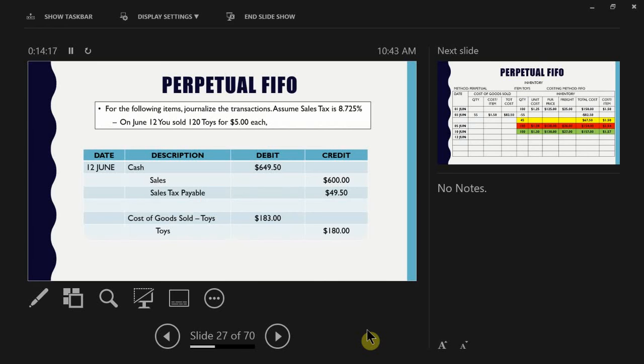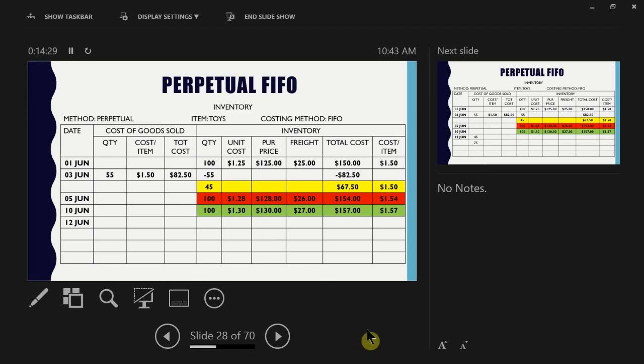So right here on June 12th, we end up selling an additional 120 toys for $5 each. Okay? So how are we going to calculate this cost of goods sold? We need to sell a grand total of 120 items. If we're using FIFO, which batch are we going to take out from first? The yellow batch. We're going to take out from the yellow batch first.